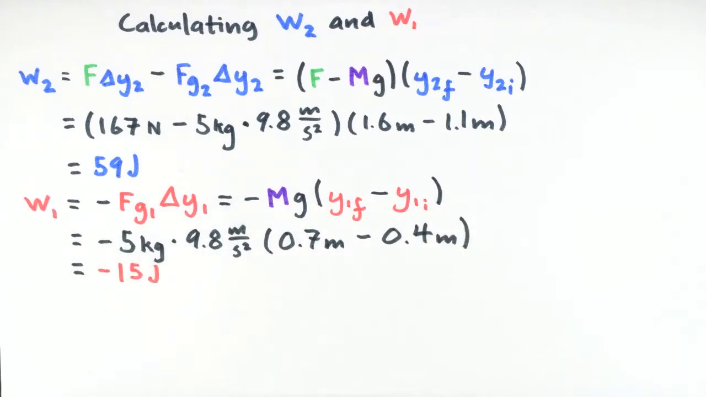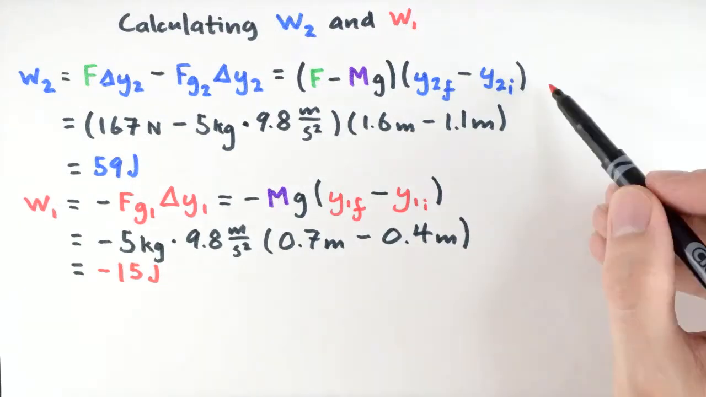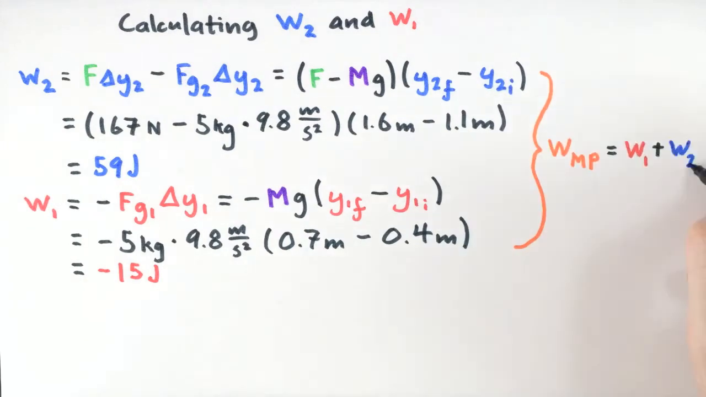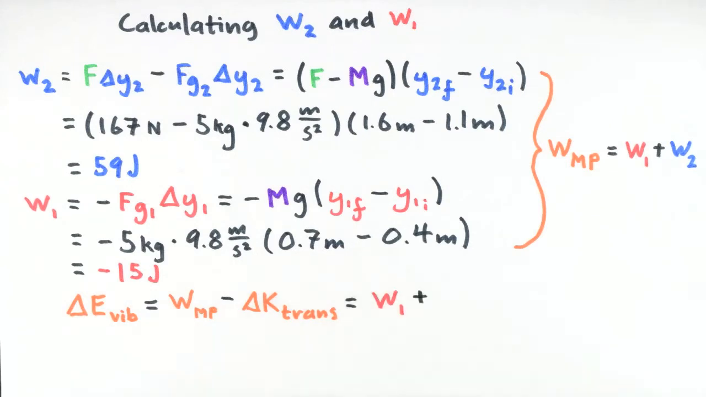Notice that the center of mass displacement is not used at all in the multiparticle system because none of the forces actually act through that displacement in the multiparticle system. We add all these works together to get the total work done on the multiparticle system, and this is the result in symbolic form. We can now insert this into the energy principle, and we can solve for our last unknown, the change in vibrational energy.